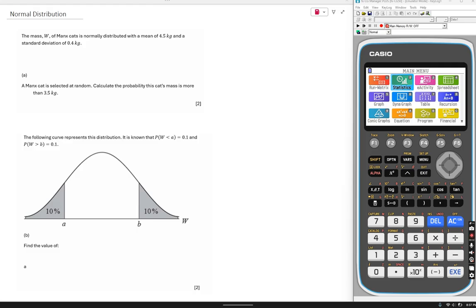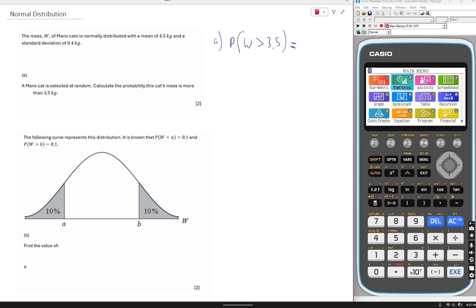So first thing, we need to write it using the correct notation. For part A, we want the probability that W, because we're using W as the variable, is greater than 3.5. Equals, and that's where I'm going to write my answer in a moment.